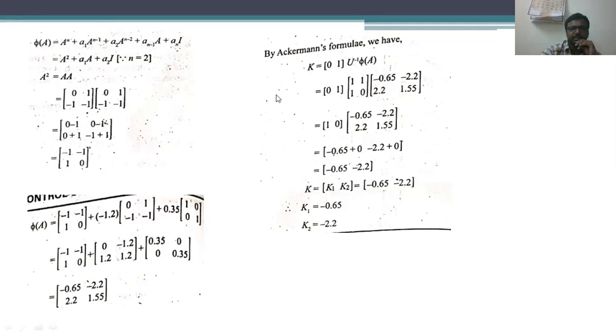In case of Ackermann's formula, the expression for determination of the elements of matrix K is obtained as K equal to [0, 0, and so on up to 1] into U inverse times phi of A. U is nothing but the controllability matrix, and phi of A is a matrix with the expression A power n plus A1 into A power n minus 1 plus A2 into A power n minus 2, and so on up to An into I, where small n is the order of the matrix capital A. Using this, you can determine the elements of the state feedback matrix K.